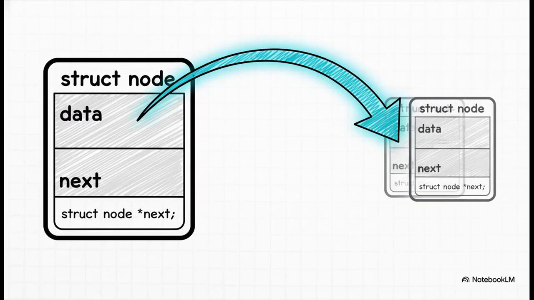And boom, here's how we do it in code. We've defined a struct node. It's got an integer for data, sure, but look at that second part, struct node star next. That pointer isn't pointing to an int, it's a pointer to a struct node, the very thing it's inside of. It's literally designed to find its own kind.